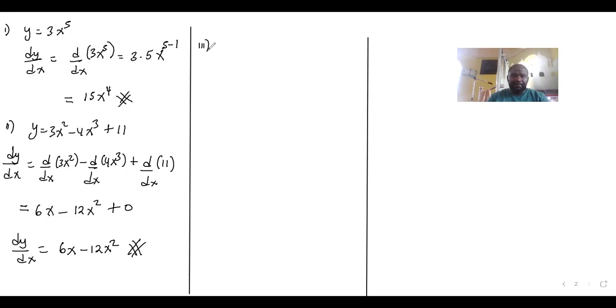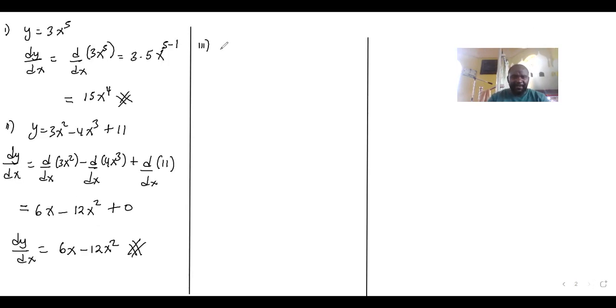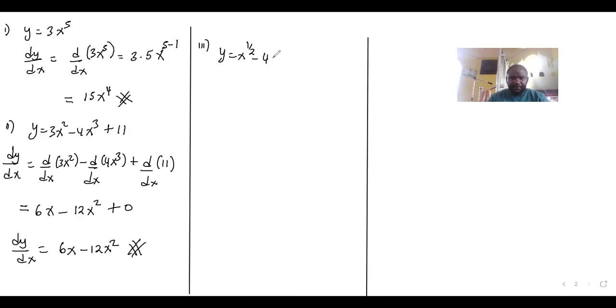With that, we can go to Roman 3. What does Roman 3 state? Roman 3 is a little bit interesting. It has y is equal to x power a half minus 4x power negative 3 over 2 plus 1 over x. With this, we can differentiate with respect to x. So differentiate this time, you'll get a half, the power comes forward. The x power a half minus 1, you get a negative a half.